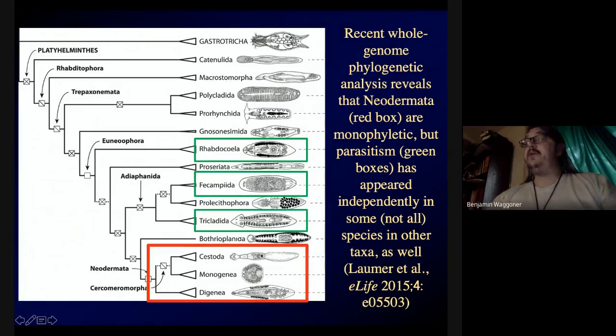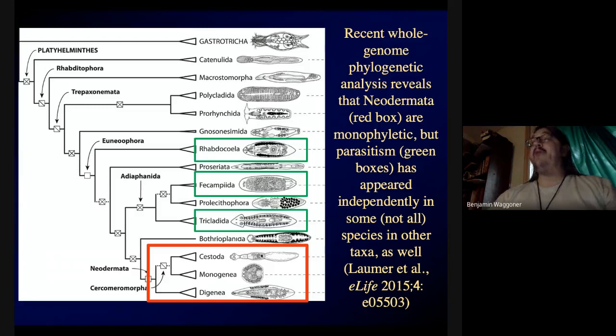The major parasite groups are in that red box down below, the red box that encloses members of this group called the Neodermata. There's a tapeworm, a monogenean, and a fluke in that red box as examples. All of the others are outside that red box, and you can see that they don't form a monophyletic group. Their last common ancestor was also the ancestor of the neodermates.